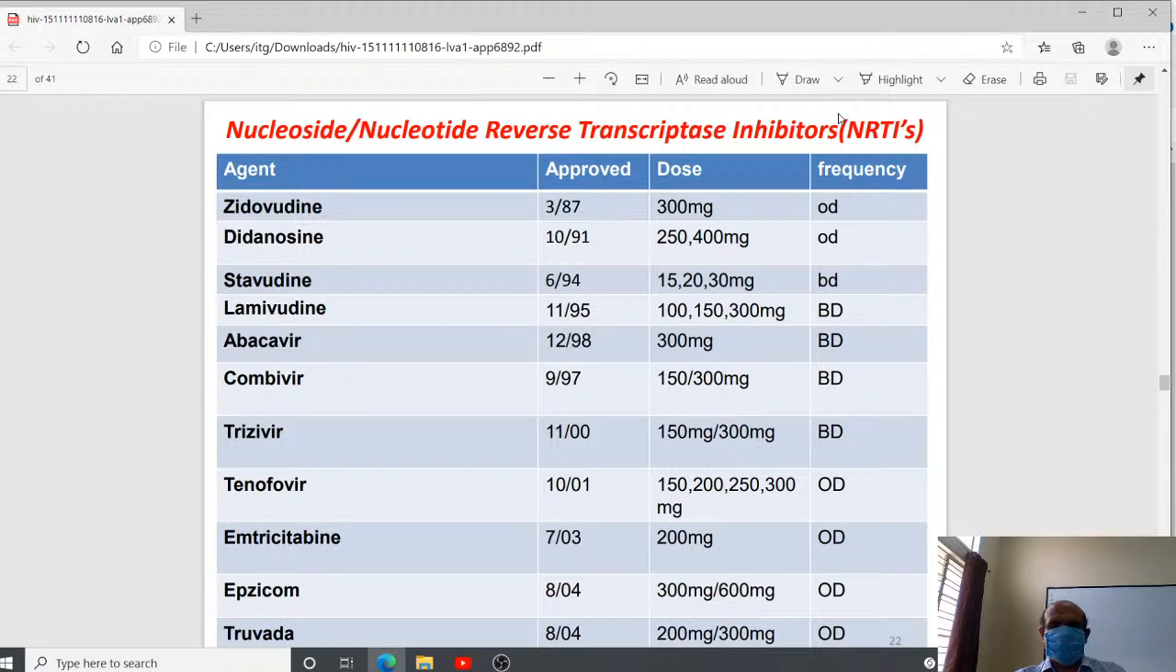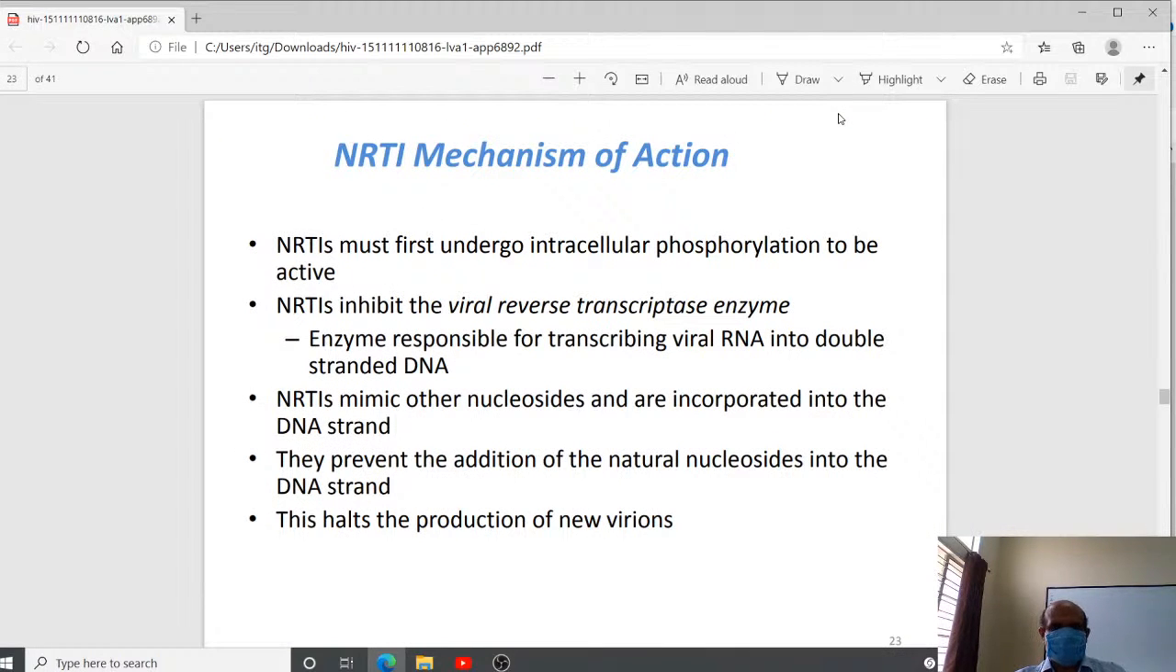Nucleoside reverse transcriptase inhibitors like zidovudine, didanosine, stavudine, lamivudine, abacavir, combivir. So this is the list with the milligrams and the dose on the right-hand side and the frequency.